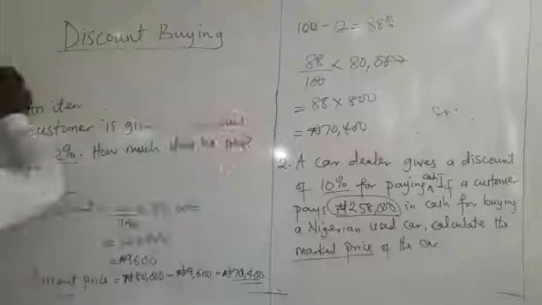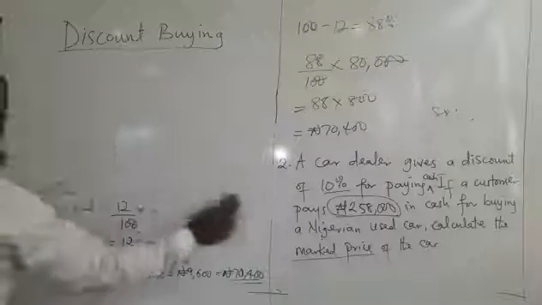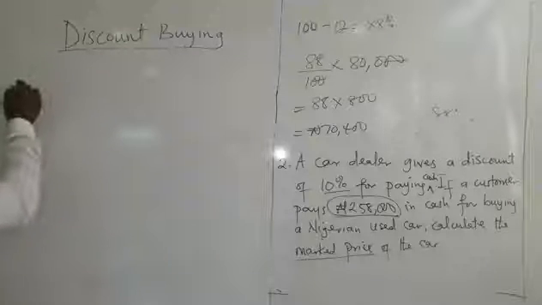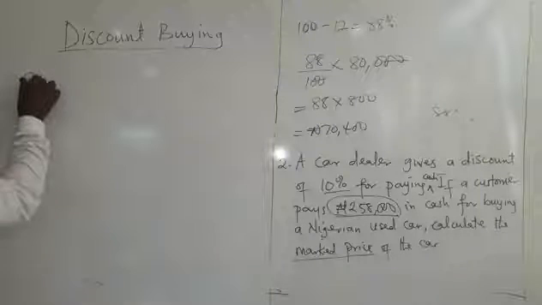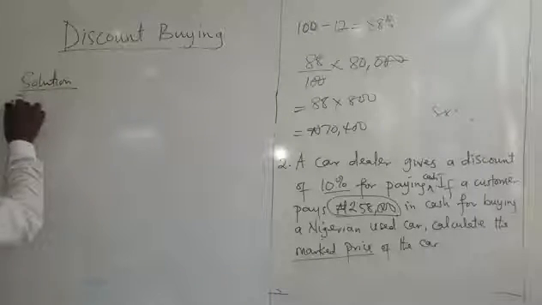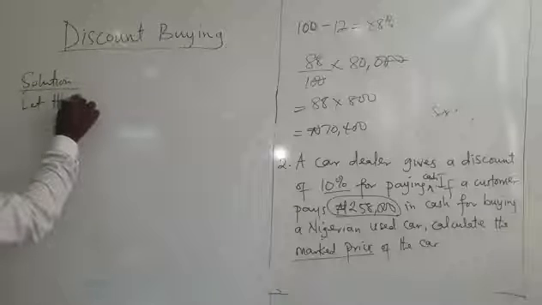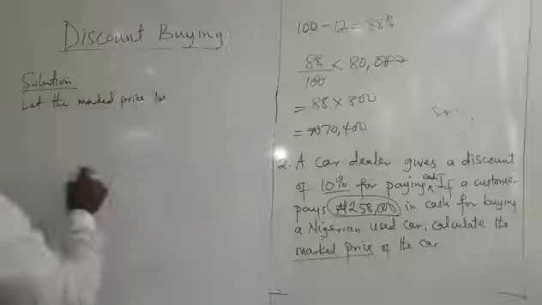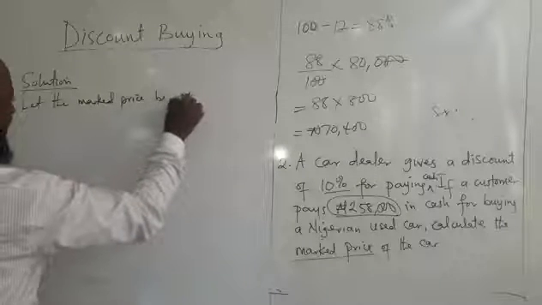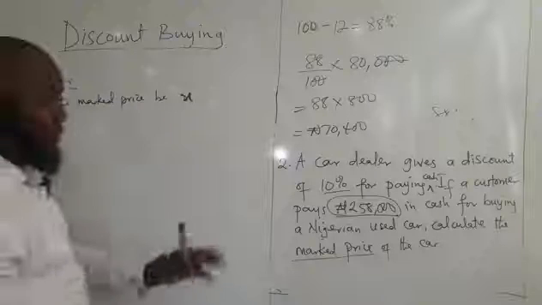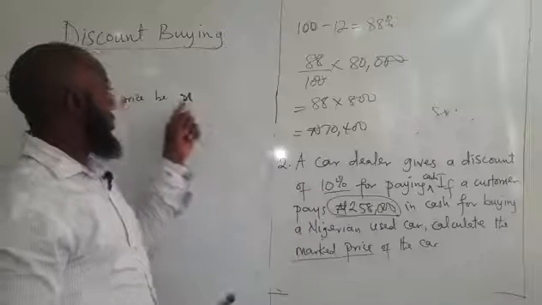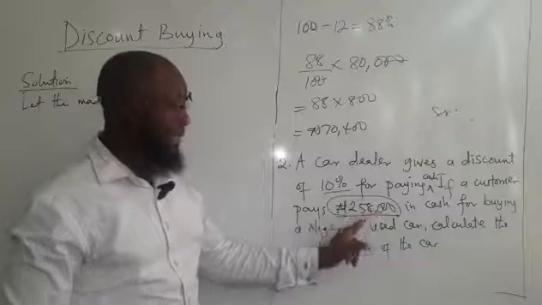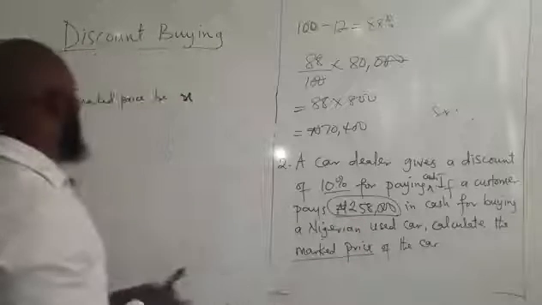So let's have it here. What we're going to say is this. Solution: let the marked price be X. Don't forget the marked price is 100%. Now 10% is being deducted from the marked price, which means this 258,000 naira is 90% of the marked price.